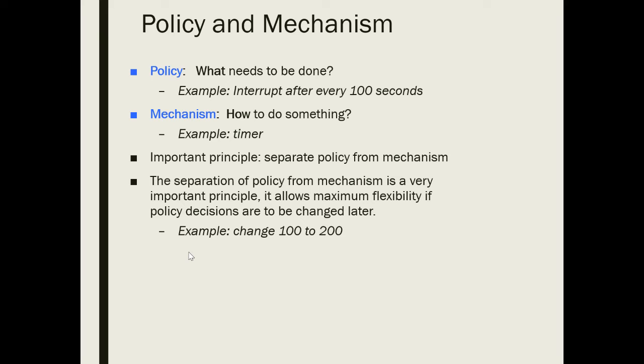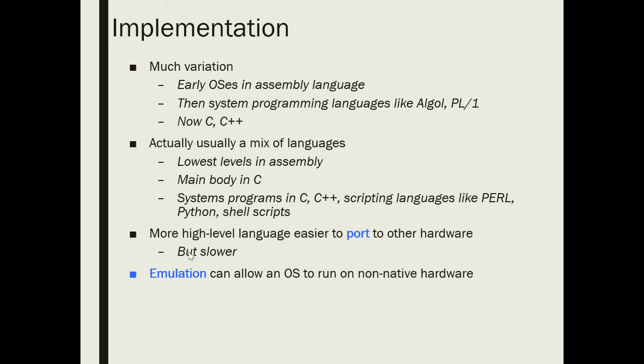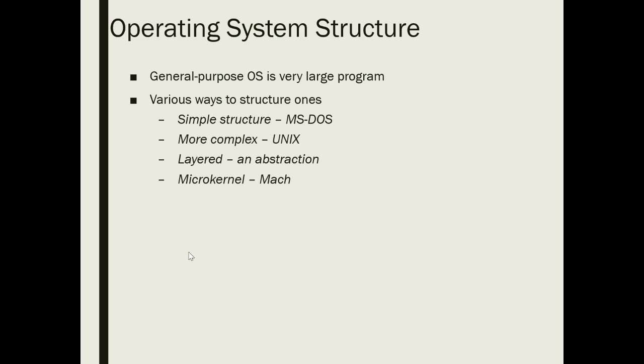So policy covers what needs to be done, and mechanism covers how to do something. Then for implementation, we can use different variations, different languages, and we can use emulation to see how it will perform. The structure of the operating system includes a simple structure like MS-DOS, a more complex structure like Unix, layered structures, or microkernels.